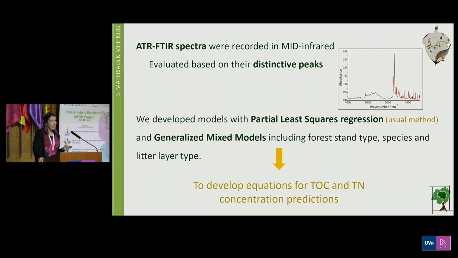So with this, we develop models with partial least square regression, which is the usual statistical method that is used in this type of works. And also we did generalized mixed models, including forest stands type, species, and litter layer type. These three things in both type of methodologies. What we want to do? To develop equations for total organic carbon and total nitrogen concentration predictions. So we want to predict in the future with new samples these two properties.